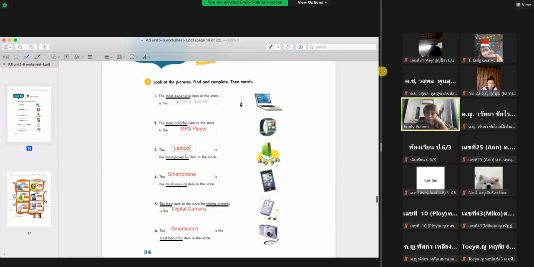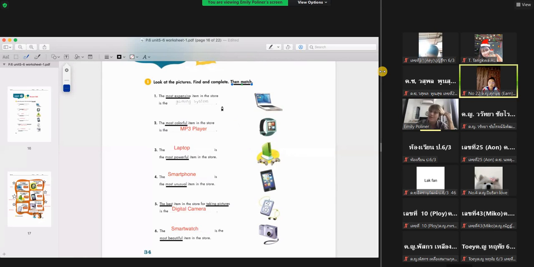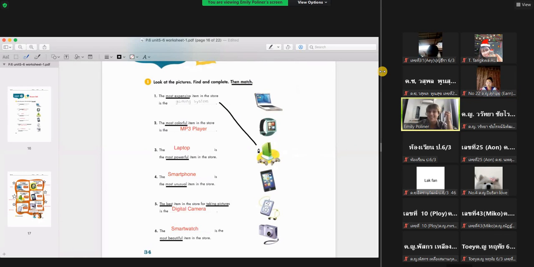All right, now they want us to match. Where is the gaming system? Is it 1, 2, 3, 4, 5, or 6? You have to match. Where's the gaming system? 3. Very good. There it is.